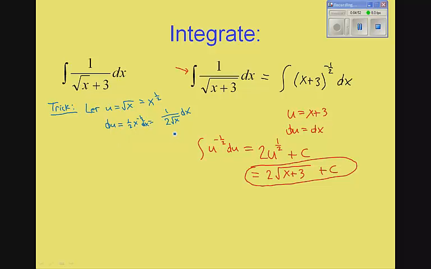So let me see. du equals 1/2 x to the negative 1/2 dx. What are you saying? Oh, right. If you wanted to put the number on the other side, you can. You could say 2 du equals, I guess it's 1 over the square root of x dx, right?